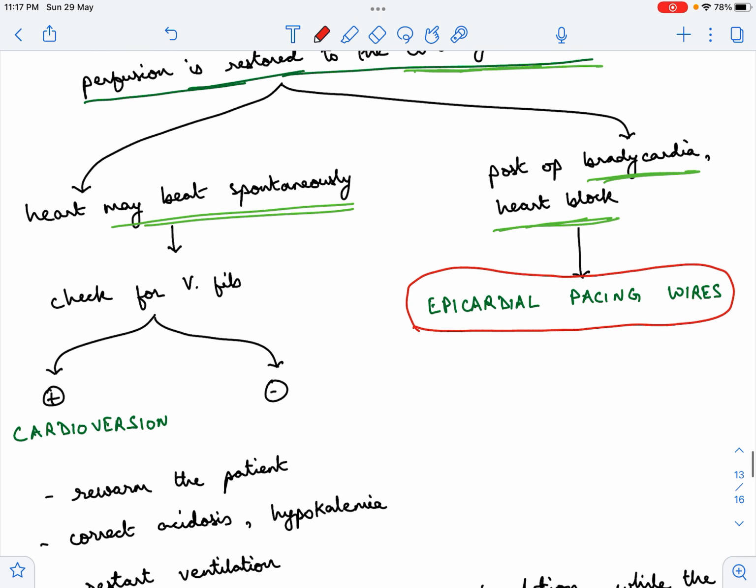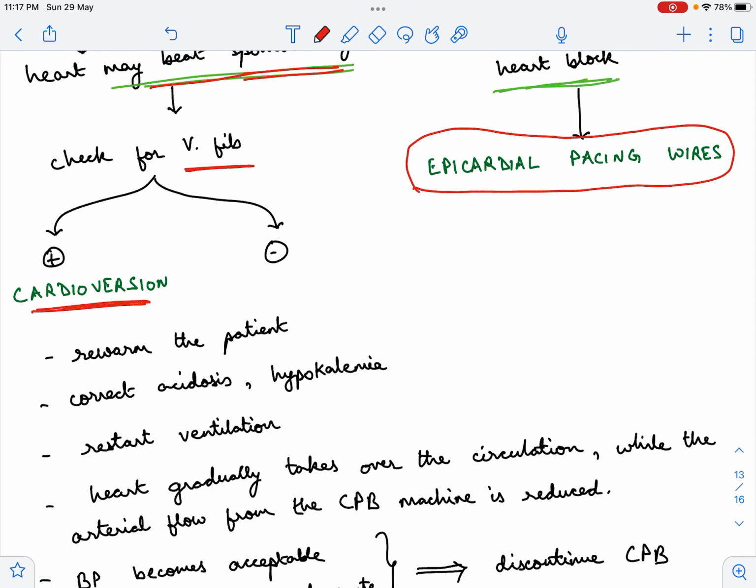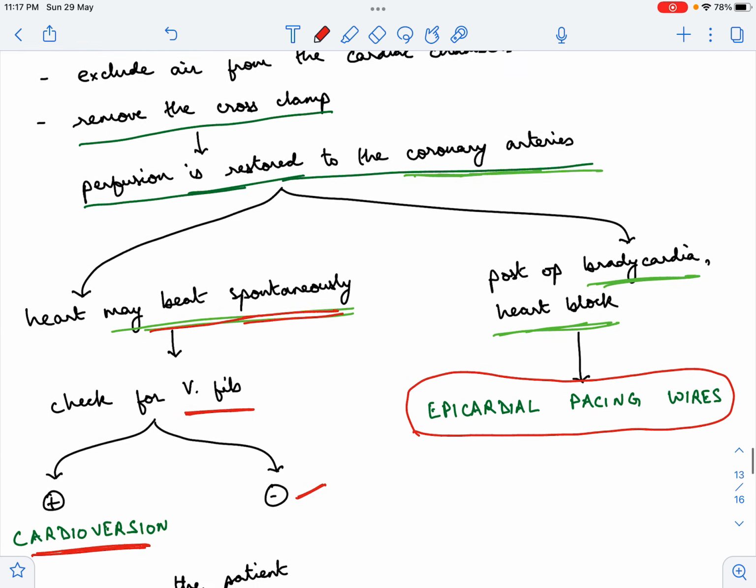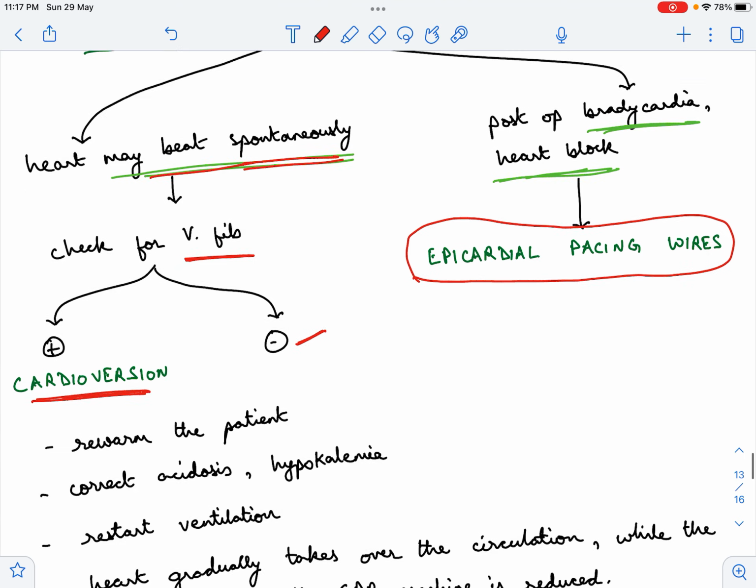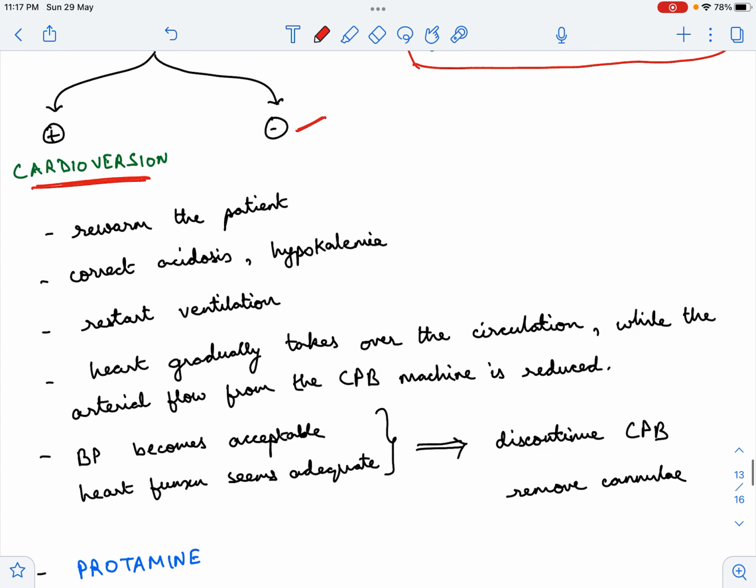All right. Now supposing the heart beats spontaneously, you are going to look at the monitor and look at the ECG to see whether it is in sinus rhythm or not. Supposing the patient is in V fibrillation, you will use cardioversion to revert back to the normal rhythm of the heart. Supposing there is no V fibrillation, then there is no need to worry. So now we are discussing discontinuation of the cardiopulmonary bypass machine. So we have restored the function of the heart. So now we need to rewarm the patient, because we have decreased the core body temperature.